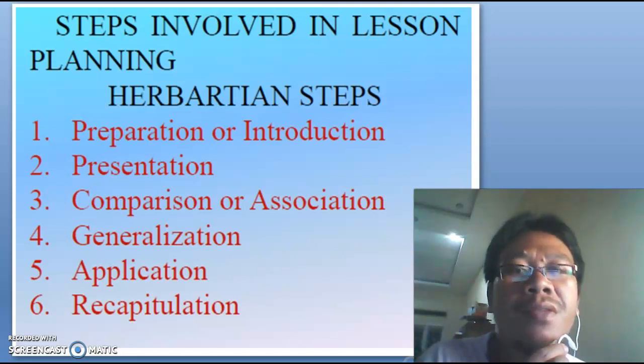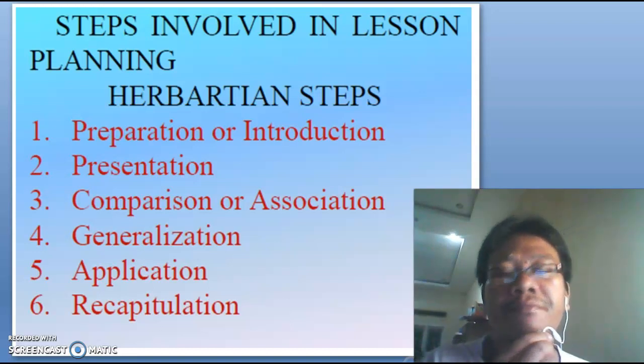And the last, recapitulation. Recapitulation is the last step. The understanding or comprehension of the subject matter taught by the teacher can be tested by putting some suitable questions on the topics to the students. This will also help the teacher to find out whether his method of teaching is effective and successful or not.